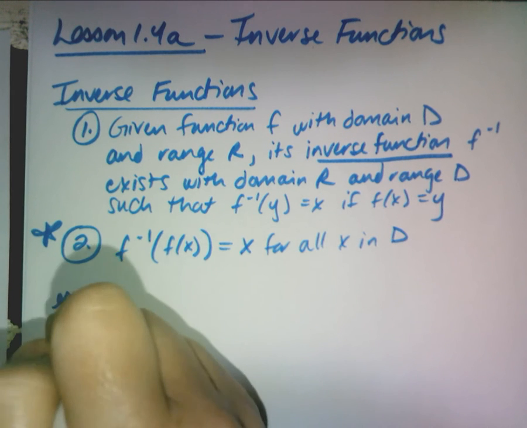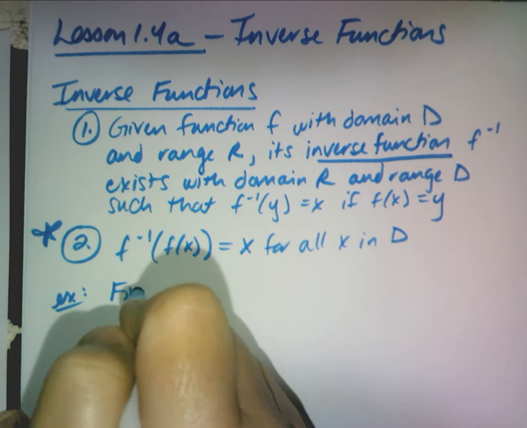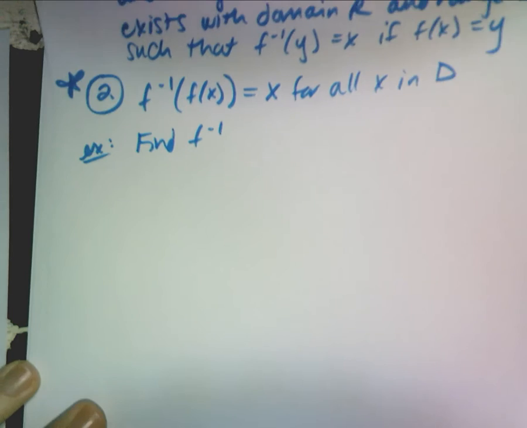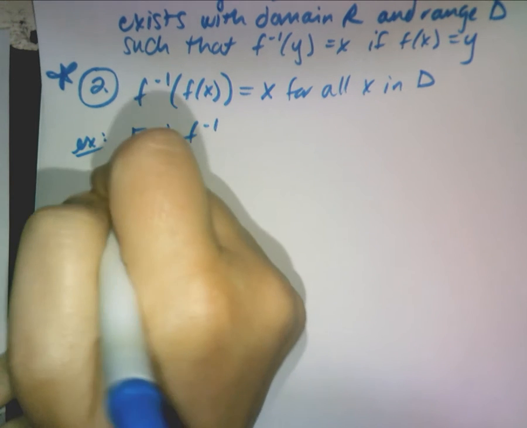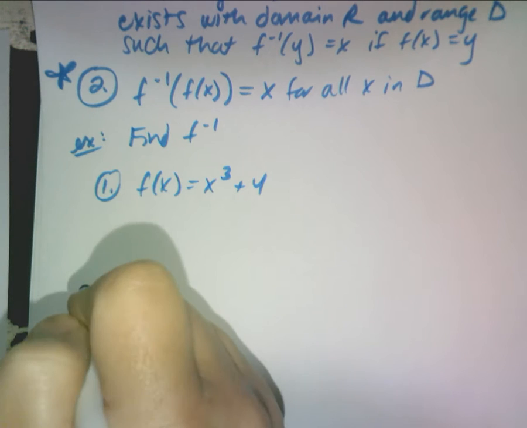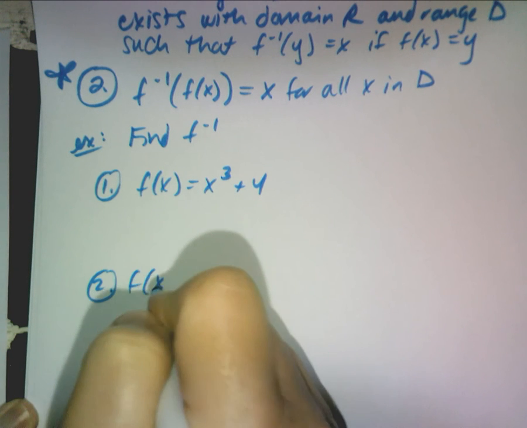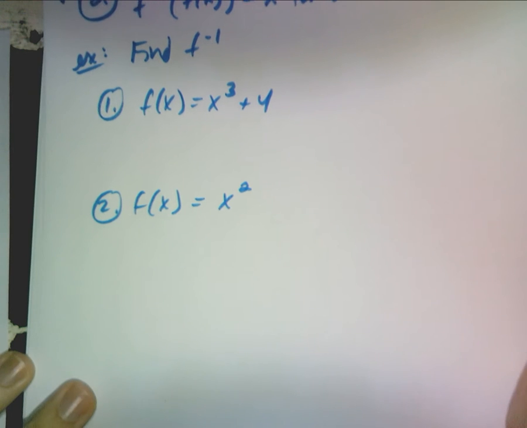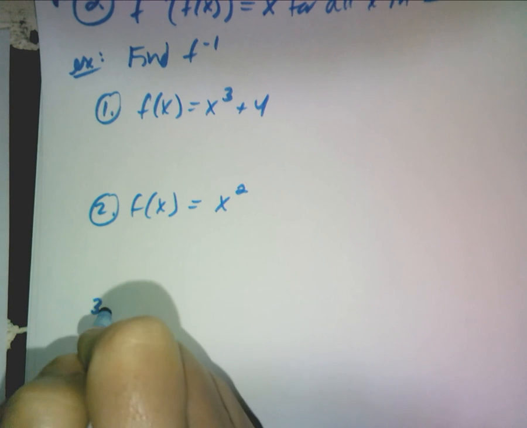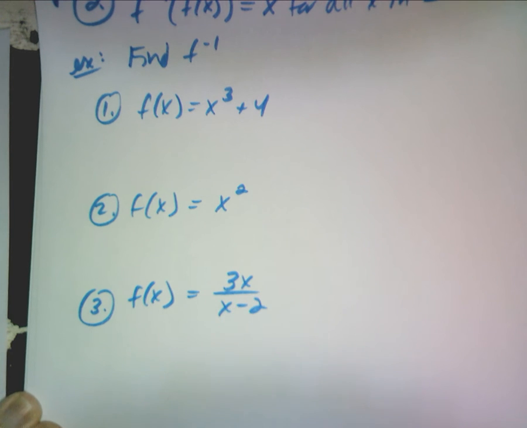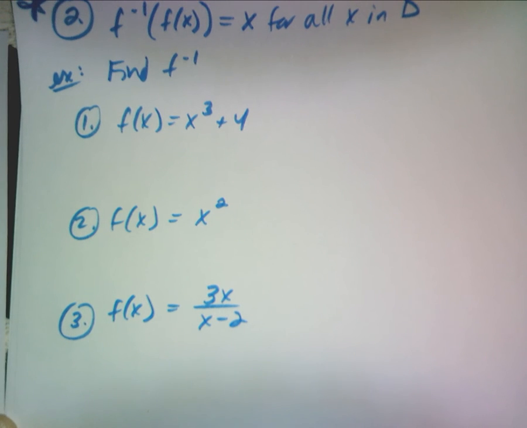So, examples from homework tonight. You will have to find the inverse function. And I'm going to do 3 real quick. So let's do f of x equals x cubed plus 4. Let's do f of x equals x squared. And let's do f of x equals 3x over x minus 2. Okay, we're going to find the inverses. This will be easy breezy stuff.